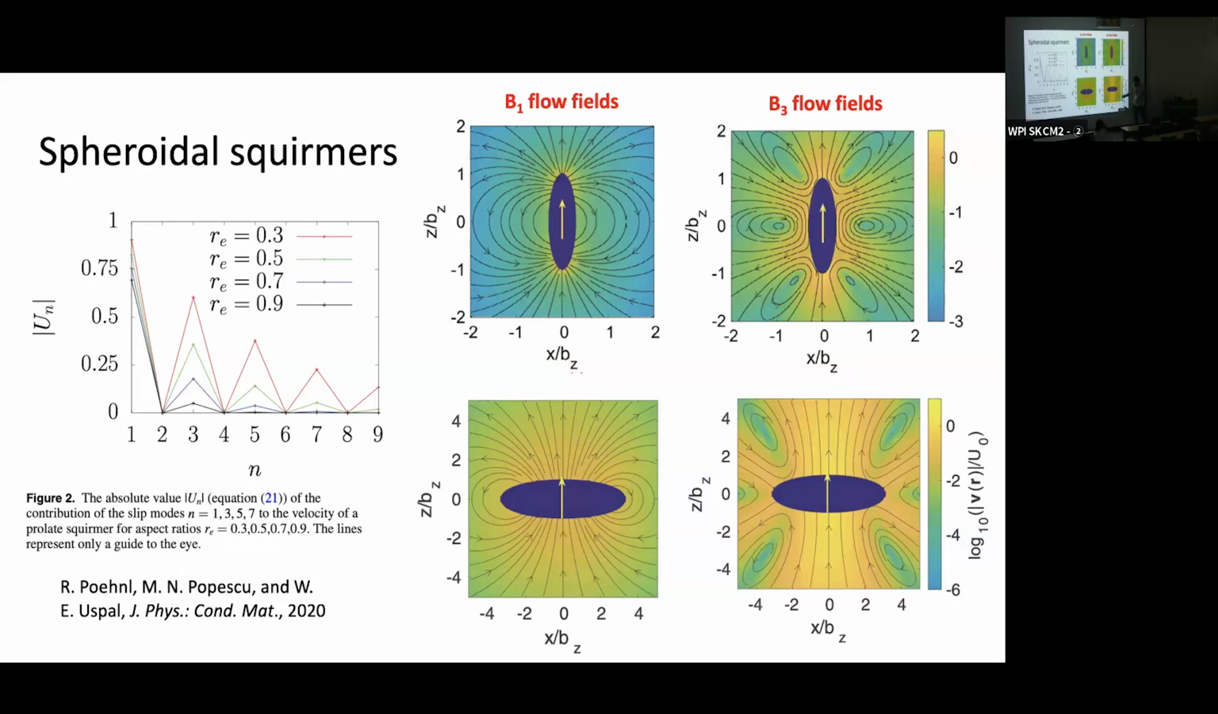Not so many people have looked at oblate. We're going to see oblate as something really interesting. The reason people haven't really looked at it is, I think, because biological microswimmers generally look like that and not like that. But you can do the same thing for oblate and you get the same result, that the different modes can contribute to the velocity.